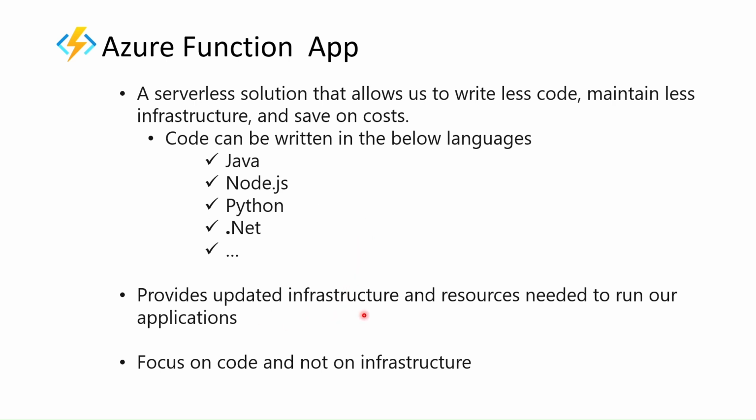It provides updated infrastructure and resources needed to run our applications. Updated infrastructure means it could be the latest runtime stack and the OS to run our code. Next, focus on the code and not on infrastructure. As the infrastructure is provided, we do not need to worry about maintaining servers, but concentrate only on the business functionality or logic to be implemented in the code.